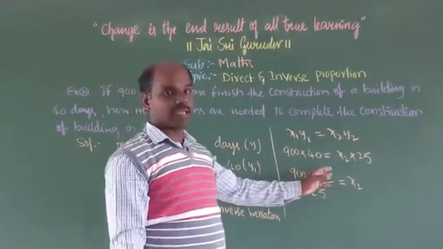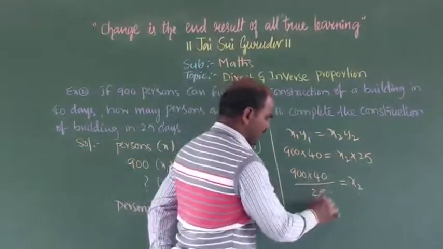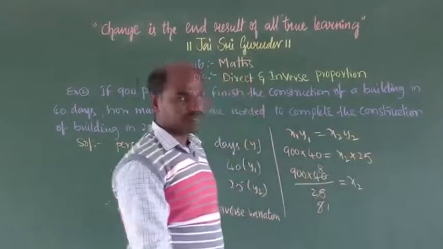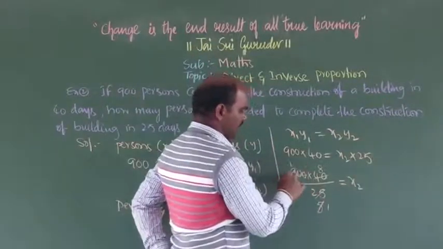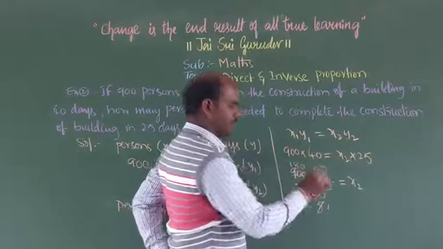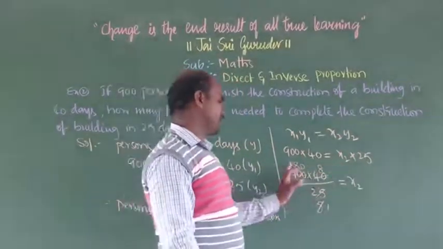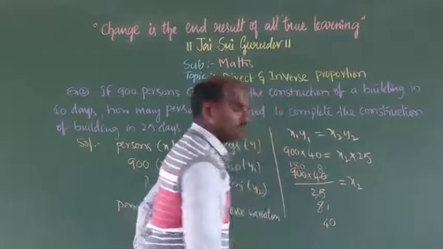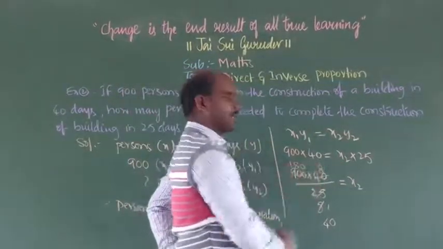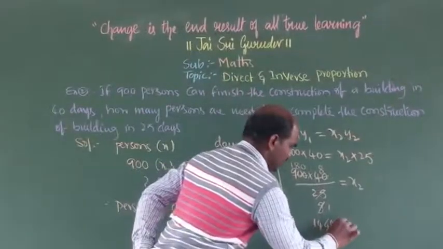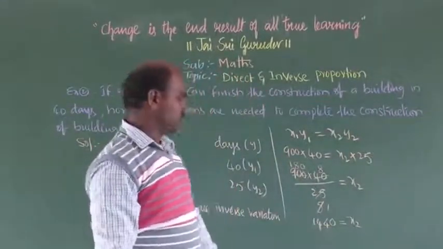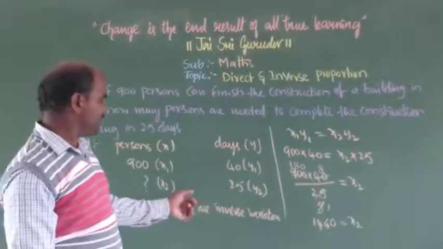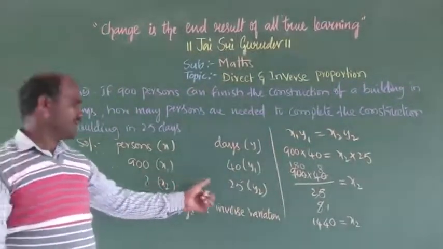Now we have to do cancellation. 5 fives are 25, 5 eights are 40. Again, 5 ones are 5, 5 eights are 40, remainder 0. Then we have to multiply 180 into 8. 8 zeros are 0, 8 eights are 64, 6 is a carry, and 8 ones are 8 plus 6 is 14. So x2 equals 1440. So x2 value is 1440, which is how many persons are required to complete the work in 25 days.